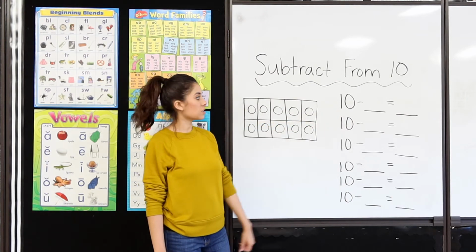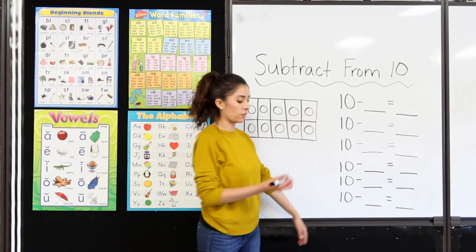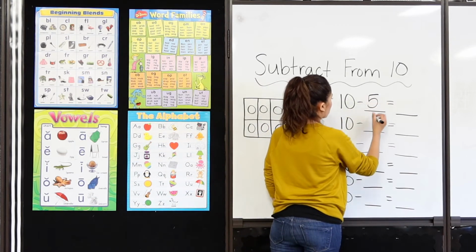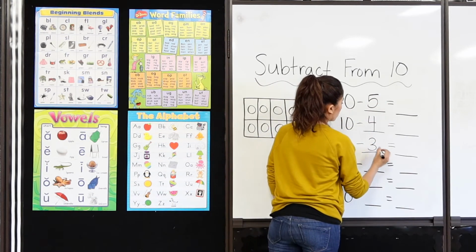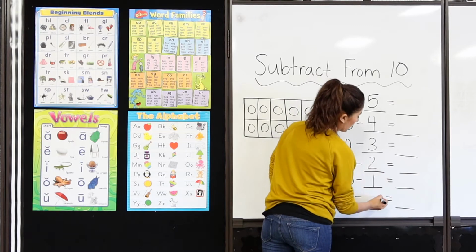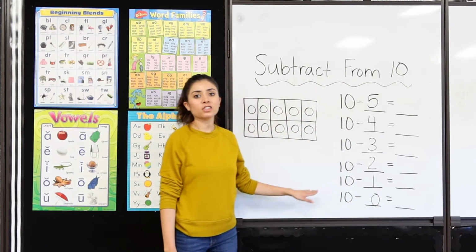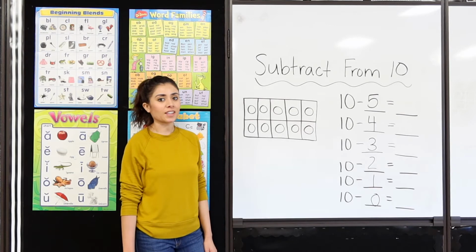Now let's go ahead and start from 5 down to 0. 5, 4, 3, 2, 1, 0. So these are the continued ways to subtract from 10.